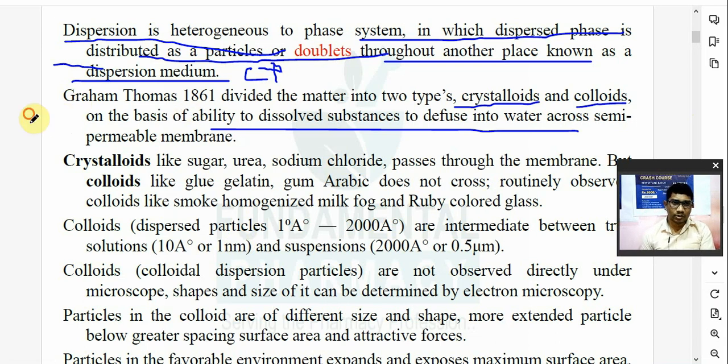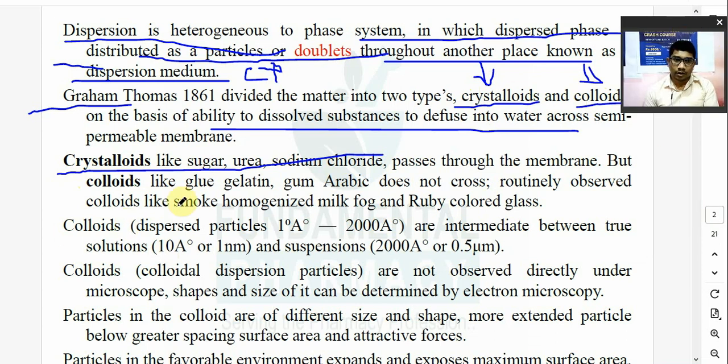That's why Graham Thomas in 1861 divided matter into two types, crystalloids and colloids, on the basis of the ability of dissolved substances to diffuse across the semi-permeable membrane. Crystalloids diffuse across it and show diffusion phenomena, but colloids do not. Examples of crystalloids are sugar, water and sodium chloride, which can pass through a semi-permeable membrane. But compounds like glue, gelatin and gum arabic do not cross.